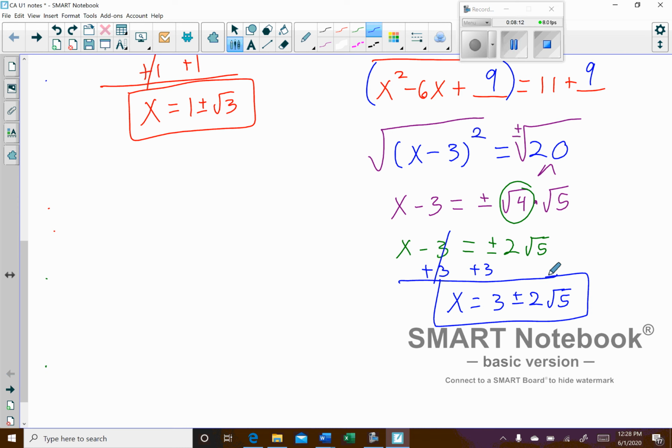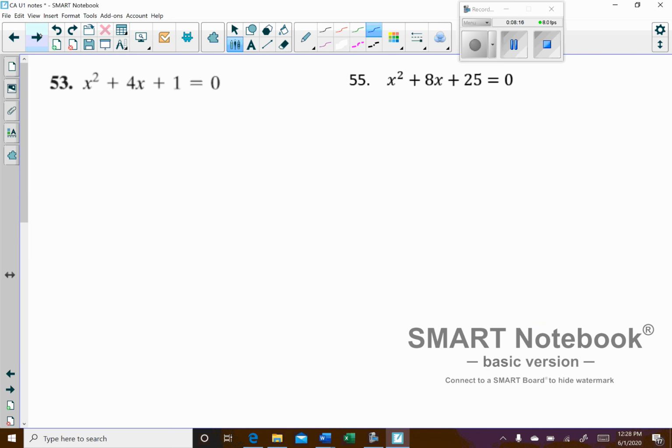Okay, so I got a couple more. Probably somewhere we'll come up with some i's as part of our answers. Okay, so looking at 53 right here, I'm going to start by subtracting 1 from both sides, so that cancels out. We're going to have x squared plus 4x plus blank equals negative 1.